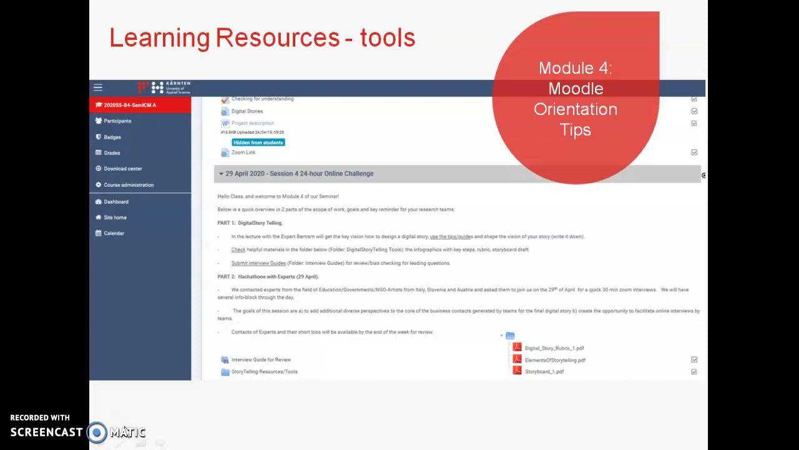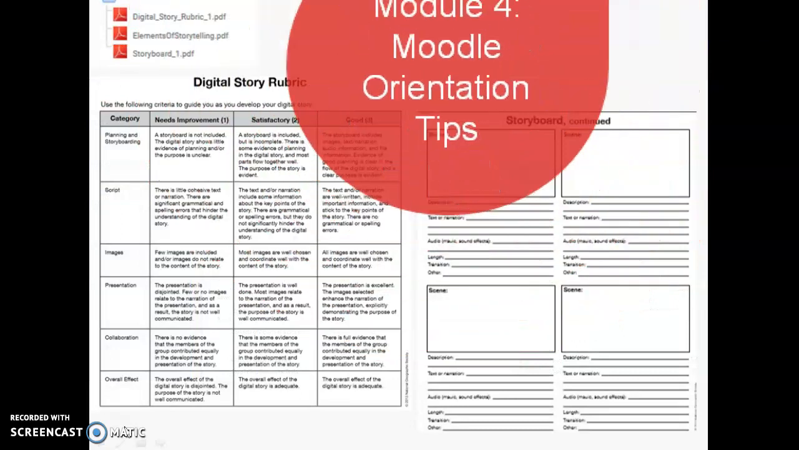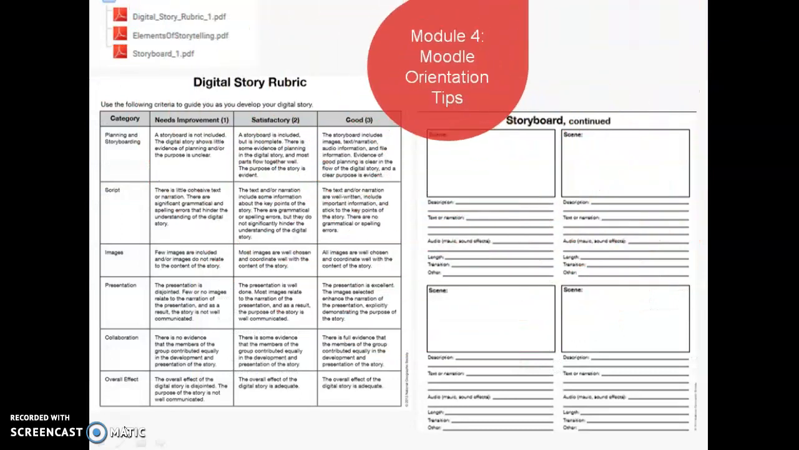You can see there's a digital story rubric in the folder storytelling resources, then elements of the storytelling and the storyboard. How to use these materials: download them as a group. You can see that the digital story rubrics focus on the specific categories of how you put together your story, how you plan the storyboarding, how you prepare the script, the text that will be in your story, what images you will use, how you will present it, how you will collaborate, and the overall effect and impact of the story.